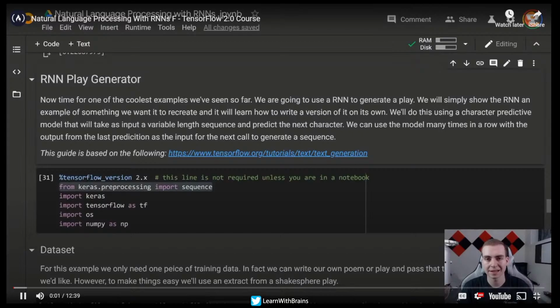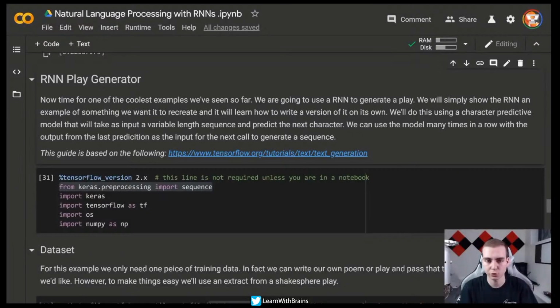So now we're on to our last and final example, which is going to be creating a recurrent neural network play generator. Now this is going to be the first kind of neural network we've done that's actually going to be creating something for us. Essentially, we're going to make a model that's capable of predicting the next character in a sequence. So we're going to give it some sequence as an input, and it's going to simply predict the most likely next character.